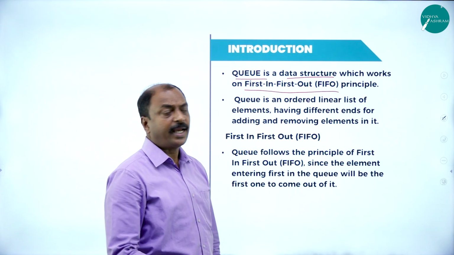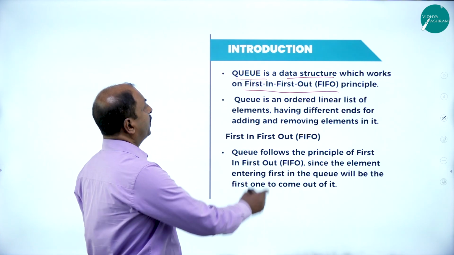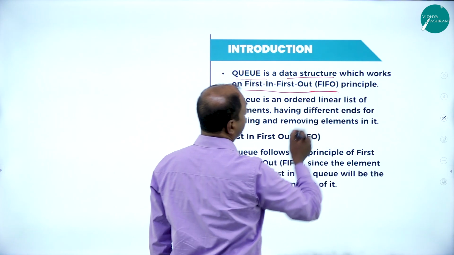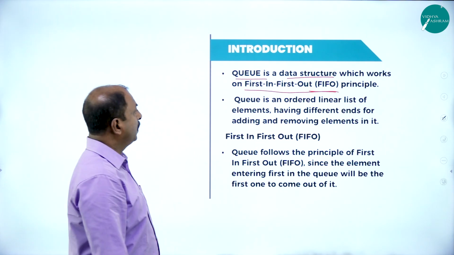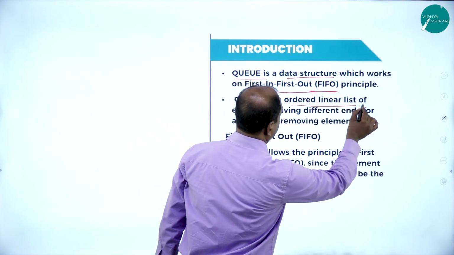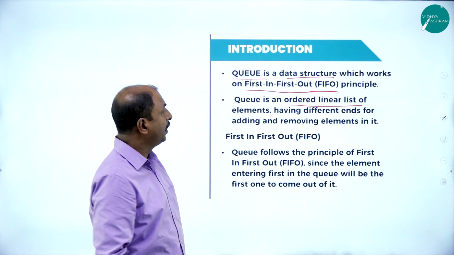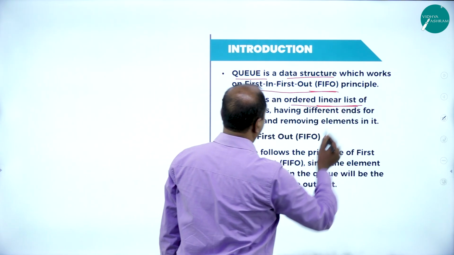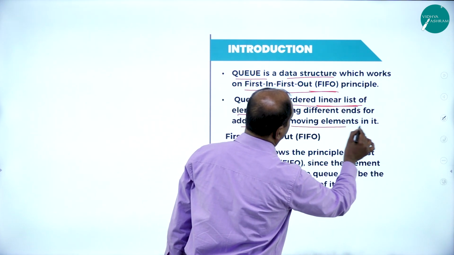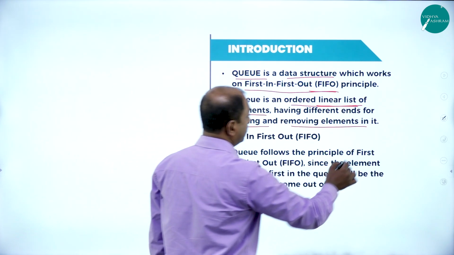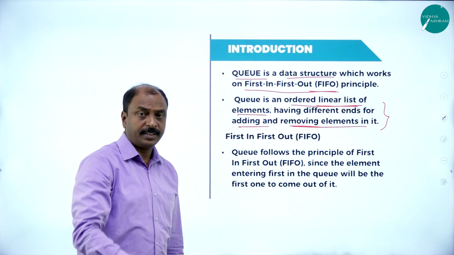If you remember, stack works with the principle of LIFO, last in, first out, but queue is a data structure that works with the principle of FIFO. The full form is first in, first out. So it is an ordered linear list. As we are implementing stack and queue in Python using a list data type, a queue is an ordered linear list of elements having different ends for adding and removing elements. So one of the properties is observed here: it is adding and removing at two different ends, not at the same end.